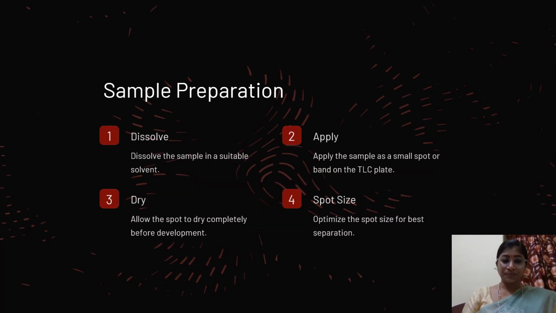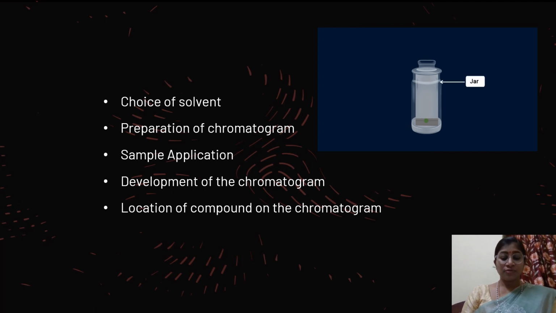Sample preparation. First, we dissolve the sample in a suitable solvent and apply the sample as a small spot or band on the TLC plate. Then allow the spot to dry completely before development. Then optimize the spot size for best separation. So first, we go to the choice of solvent.